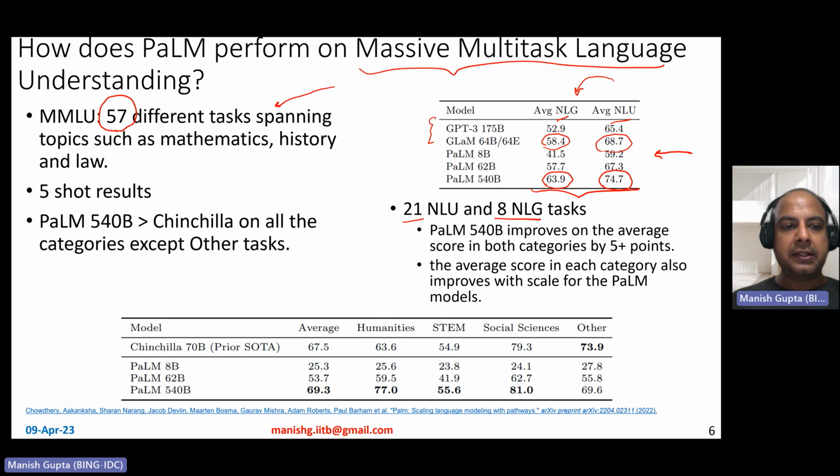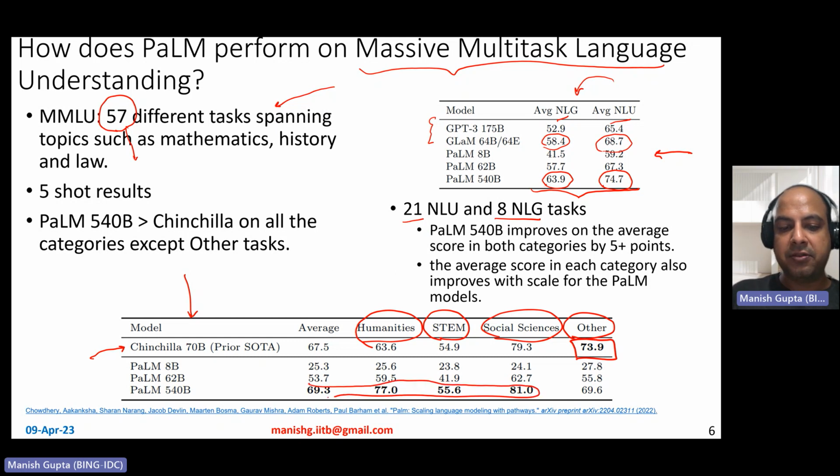Also, if you compare it with other models like Chinchilla, what you observe is that these 57 tasks are of different types: humanities, STEM tasks, social sciences, and other. And you observe that in most categories, except for the others category, the PaLM model is way better.